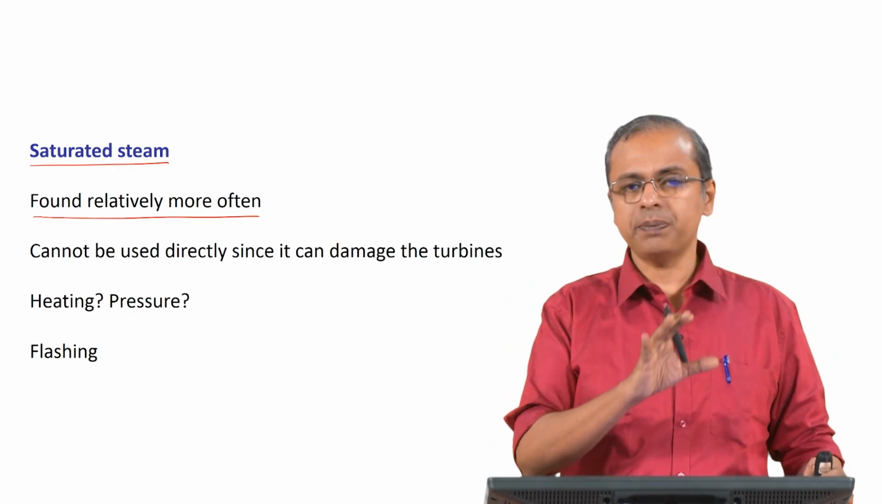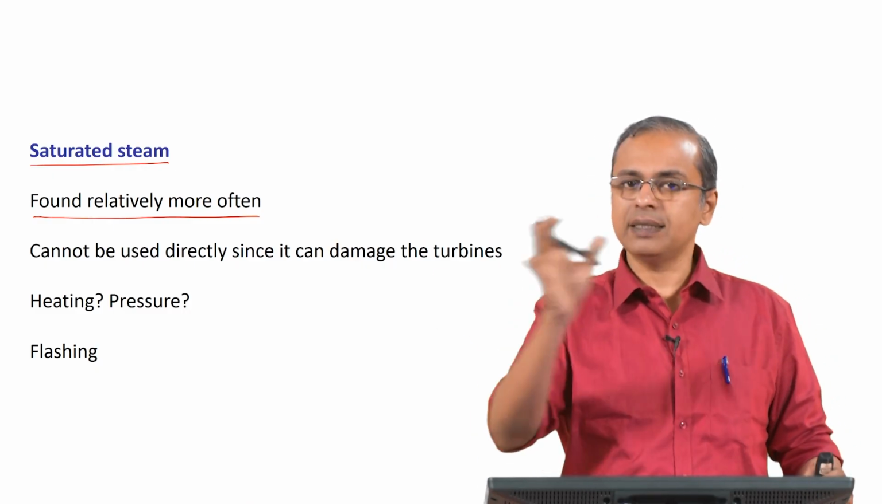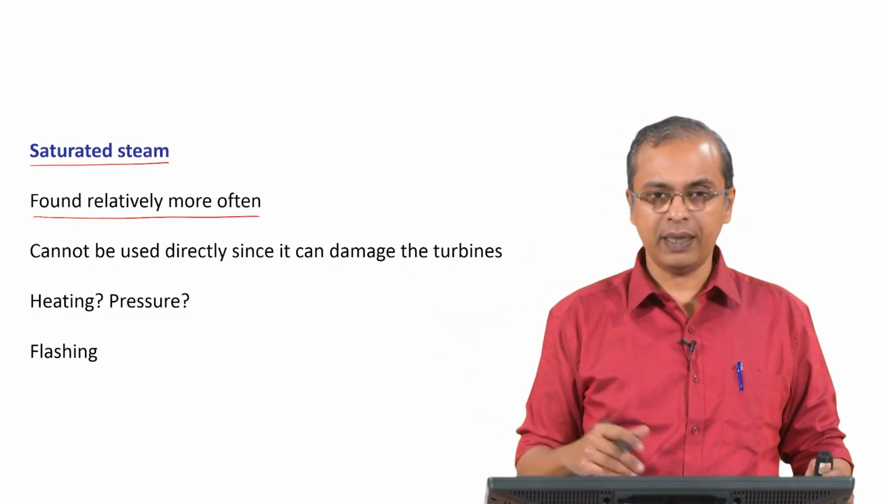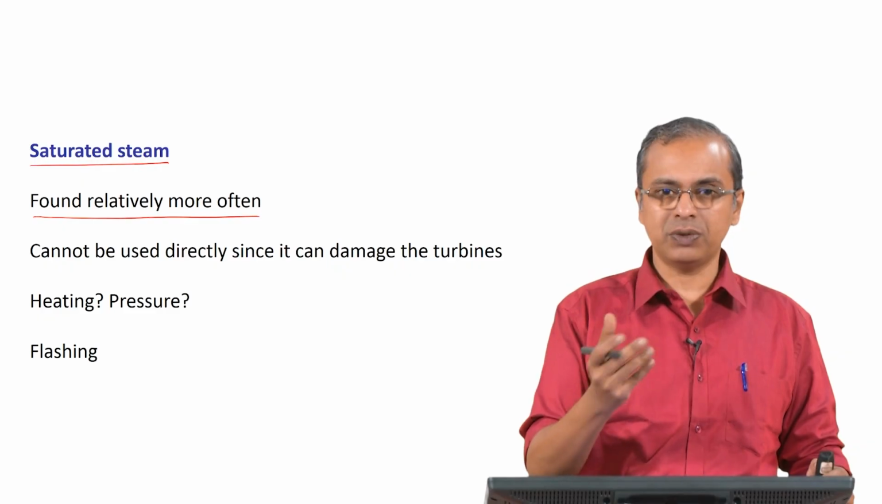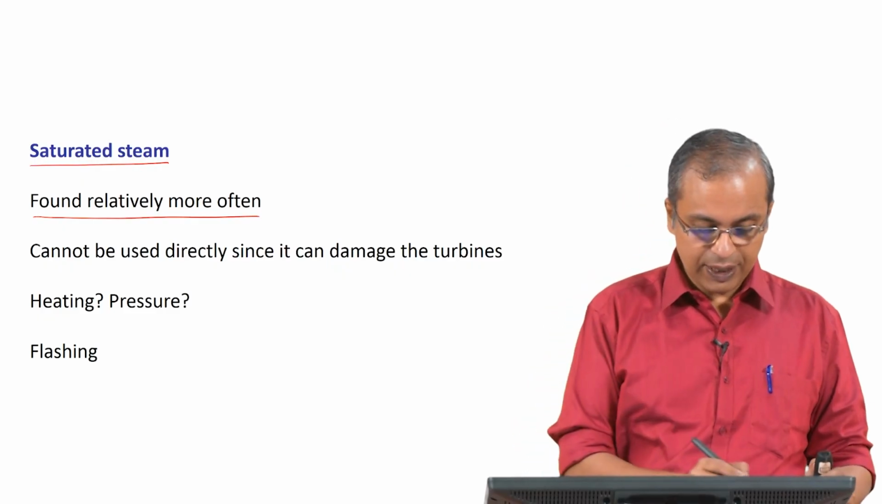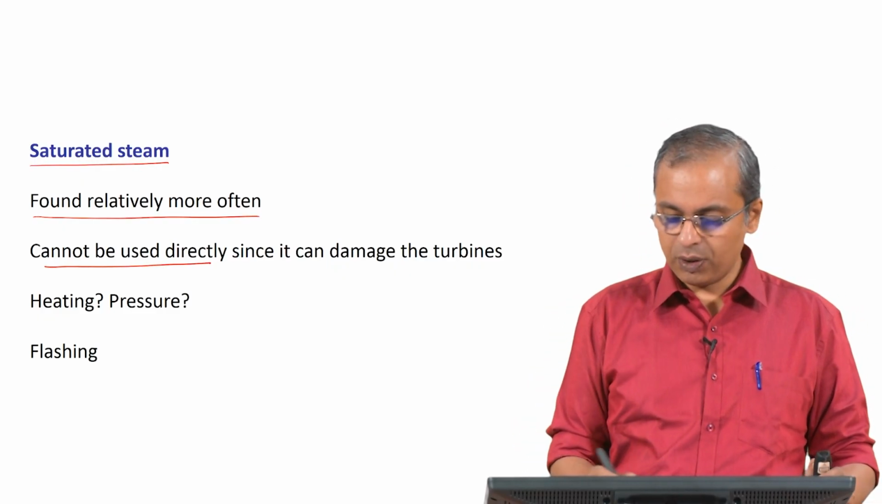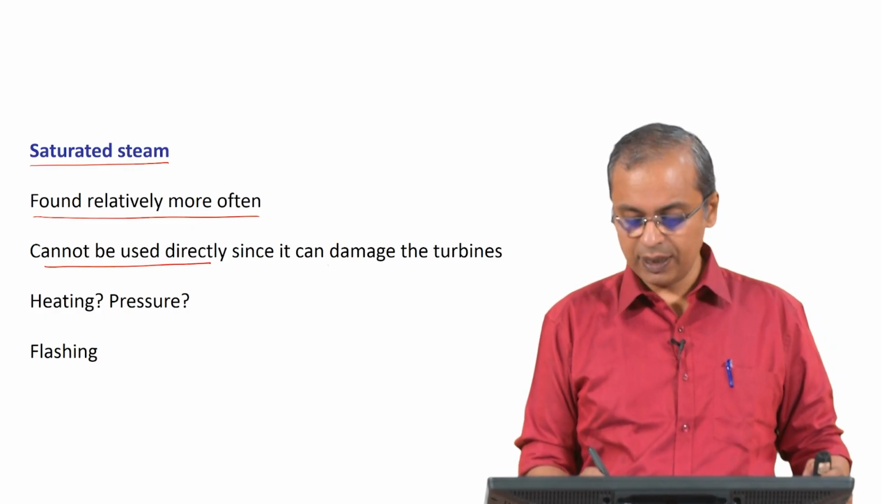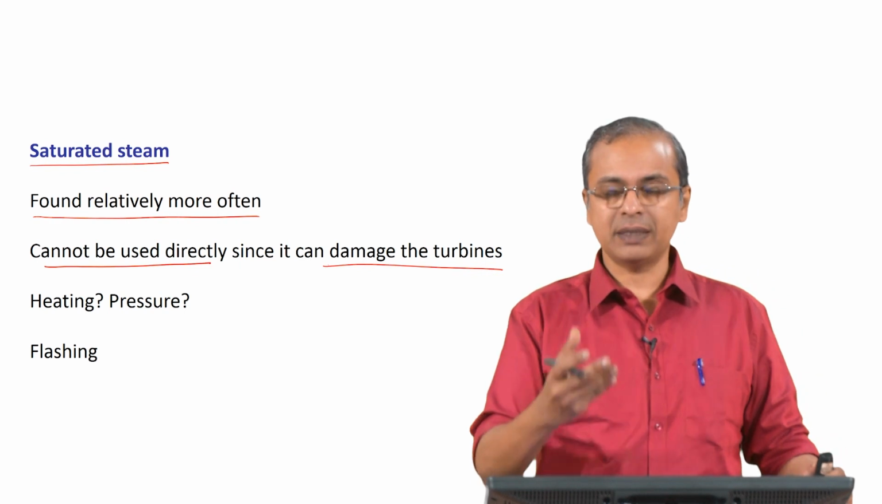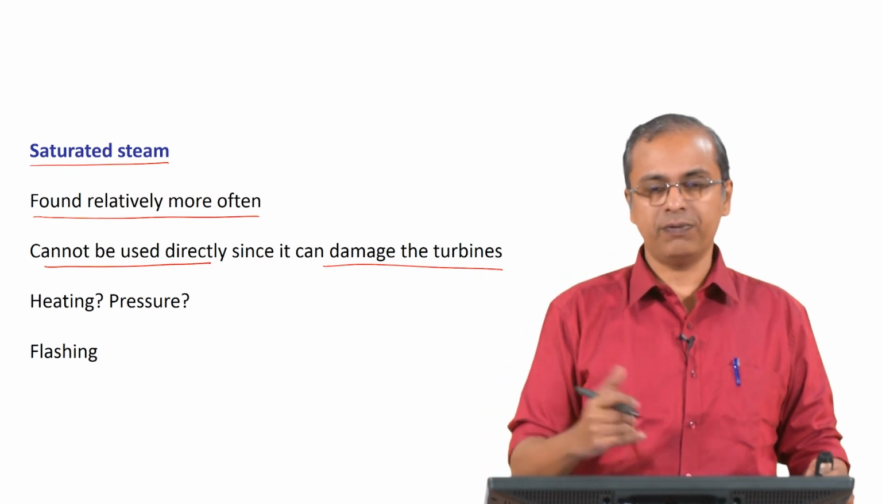In some sense, conceptually it is the same. You can still send the steam into a turbine and make it operate, and so in that sense you should not consider it dramatically different from using superheated steam. But we cannot use it directly because the condensation that happens creates droplets of water, and those droplets of water can damage the turbine over a progressive period of time.